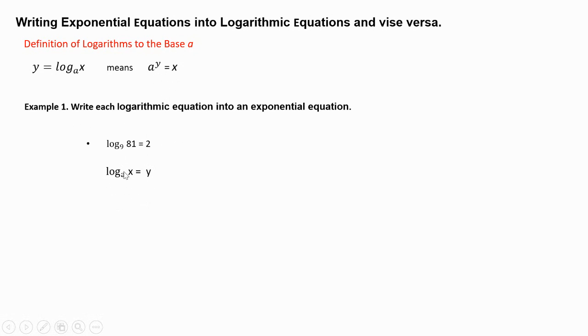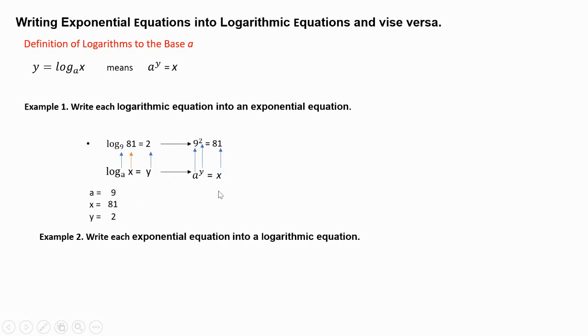Right, so here we have to know what the a is, what the x is, and what the y is. Okay, so my a, if you notice, is equal to 9. My x is 81, and my y is equal to 2. So then all we do is follow the formula, a to the y power equals x. You see there's my a, which is 9, my y is 2, and my x is 81.